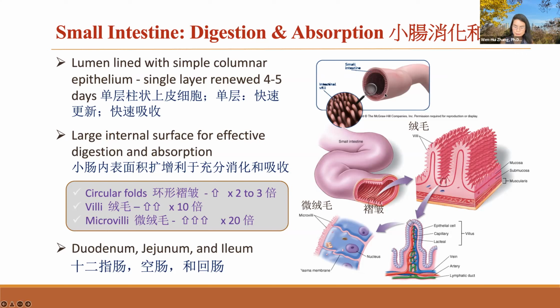When it's renewed so fast, it could be damaged easily because it's only one layer, but it can also be healed very quickly when all the conditions are optimal. And then on the surface of the small intestine lumen, there are circular folds, villi and microvilli. All these are to increase the internal surface for effective digestion and absorption.